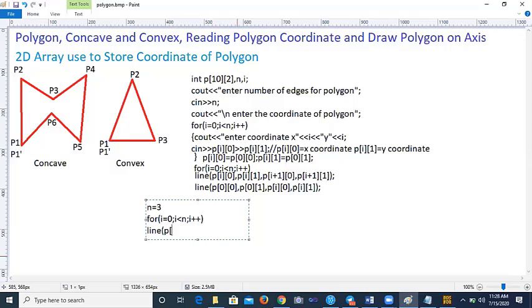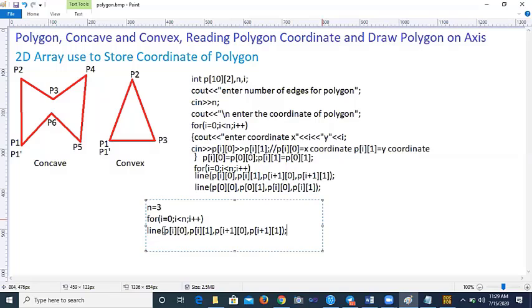Line P of I0. This is my starting point, that is P1 with the x coordinates, comma P of I1, that is my y coordinates, because I have already told you, you have to store the x coordinates with the 0 indication and y coordinates with the 1 indication. Now the next point, P of I plus 1, 0, comma again P of I plus 1, 1. This becomes my y coordinates, and close this bracket and the semicolon.